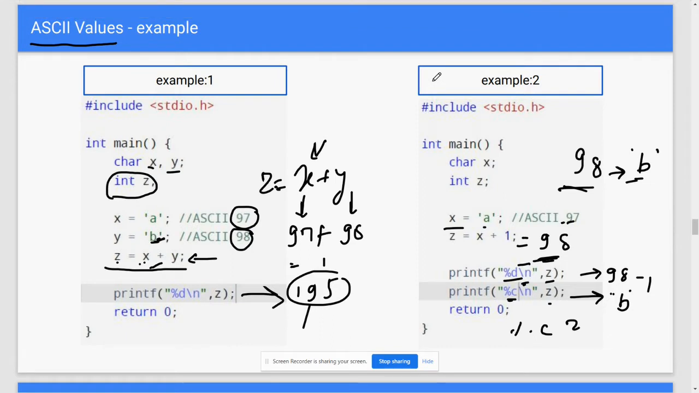It's a simple thing: just take the ASCII values and do the operations that are defined. If you write %d, it will give you the integer, because %d is for integers. And if you write %c, it will give you the same thing as a character. So this is the overall idea.